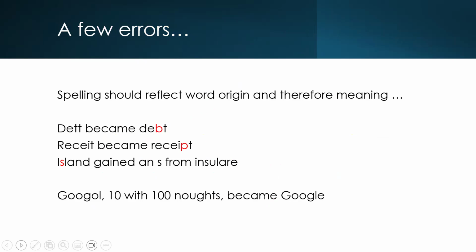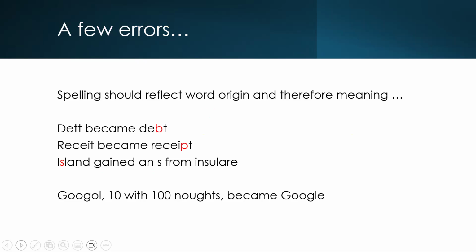But then some over-enthusiastic, know-it-all, show-off scholars took this to extremes, adding a B to debt to link it to debit, thus making a mockery of the pronunciation, and a P into receipt to link it to the Latin word recipere, even though that word in speech never had a P sound. Some of these were just simply mistakes. Ireland is not related to insulaire, and therefore requiring an S, as someone assumed.